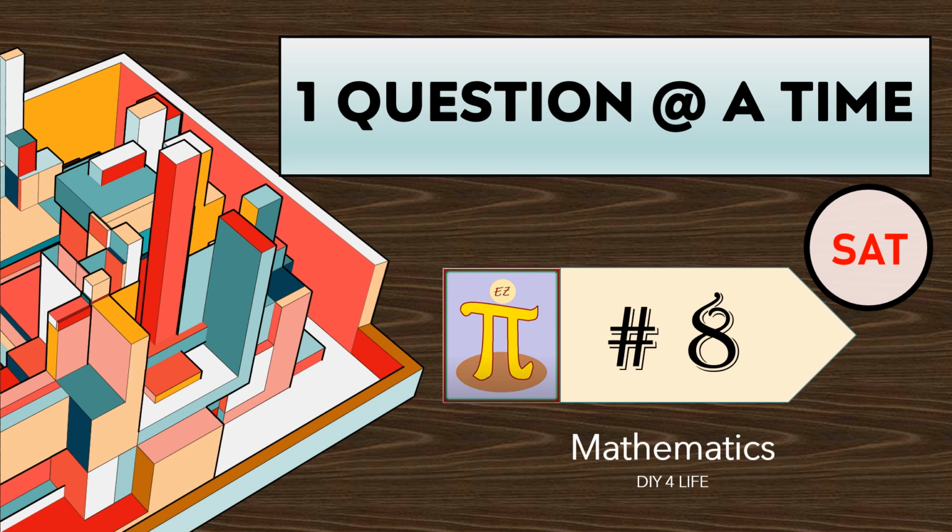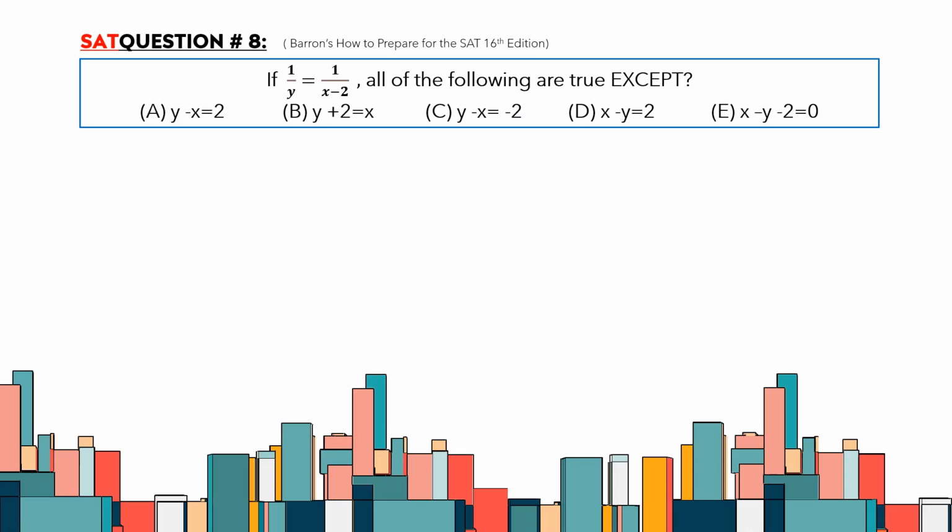Question number 8. If 1 over y equals 1 over x minus 2, all of the following are true, except... The keyword here is "all of the following are true, except." So we're looking for the false statement. Which one is false?